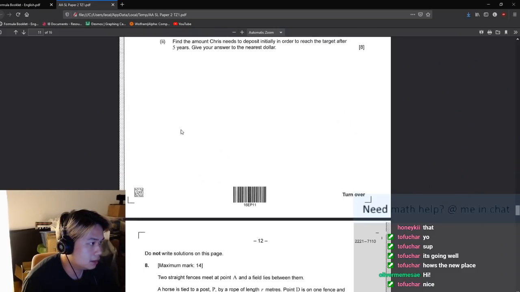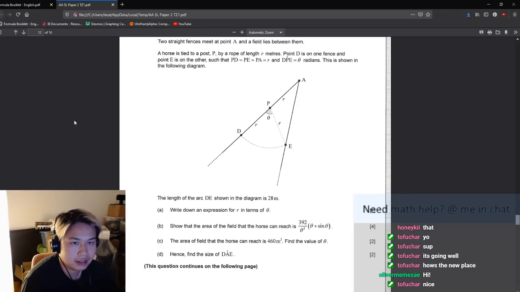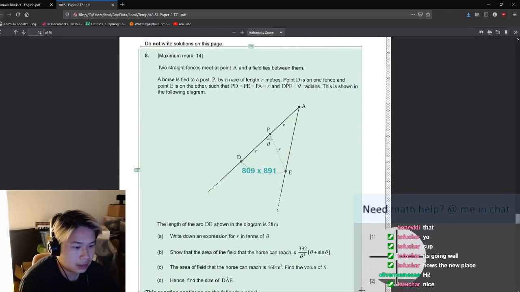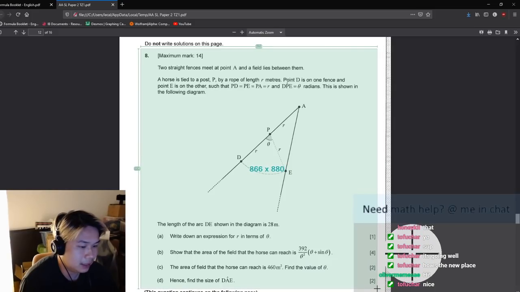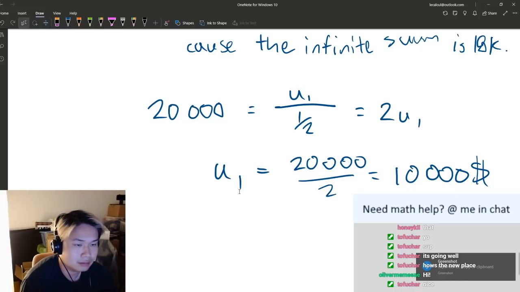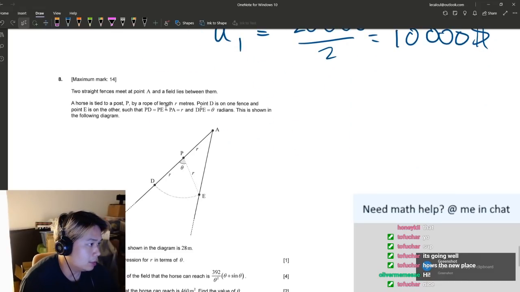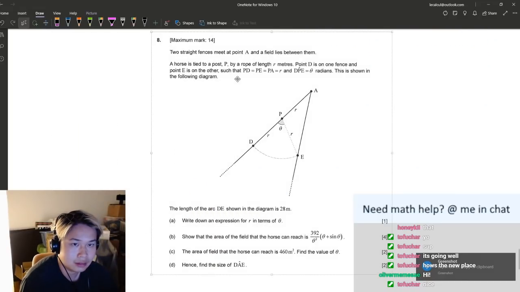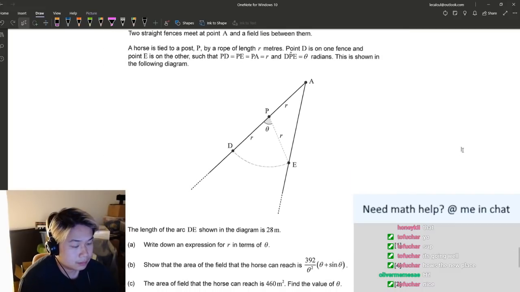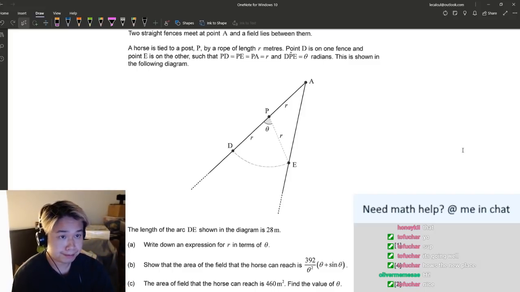Yeah, this paper is pretty easy so far. Nothing super out of the ordinary, except for that graphing the line of best fit. Oh, and then the binomial expansion question. Okay, let's see.